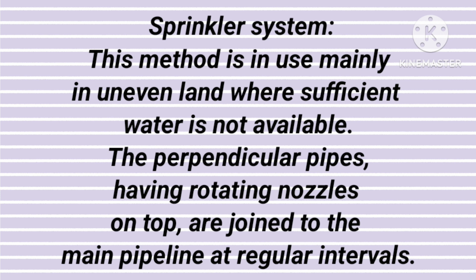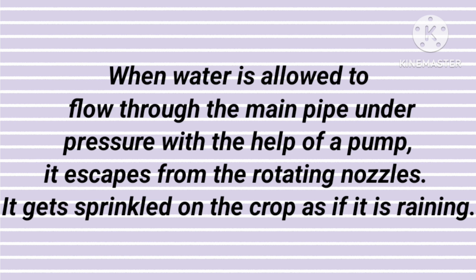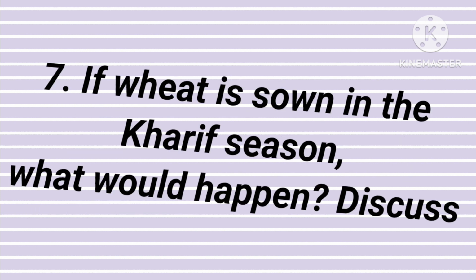Sprinkler system. This method is used mainly in uneven land where sufficient water is not available. Perpendicular pipes having rotating nozzles on the top are joined to the main pipeline at regular intervals. So this is also one of the systems. When water is allowed to flow through the main pipe under pressure with the help of a pump, it escapes from the rotating nozzles. It gets sprinkled on the crops as if it is raining.